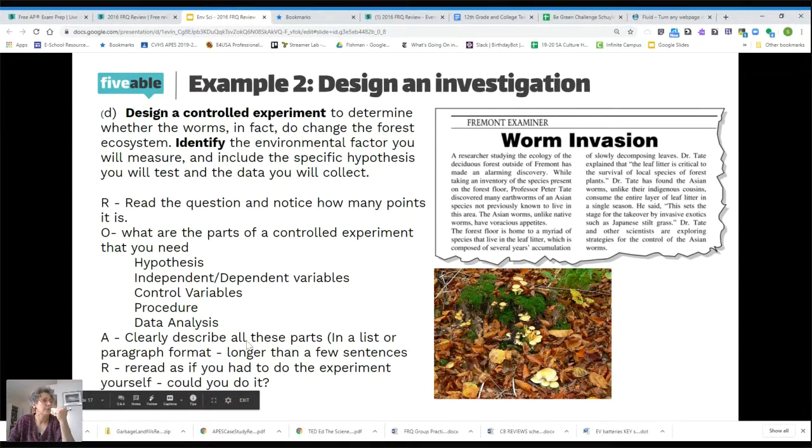You're going to have to clearly describe all these parts in paragraph format, longer than a few sentences, actually. That is why they are giving you 20 minutes to write and 5 minutes to upload. Reread it as if you had to do the experiment yourself, and could you? That's right, 25 minutes. All right, I'm going to look at these questions. You are going to try it.